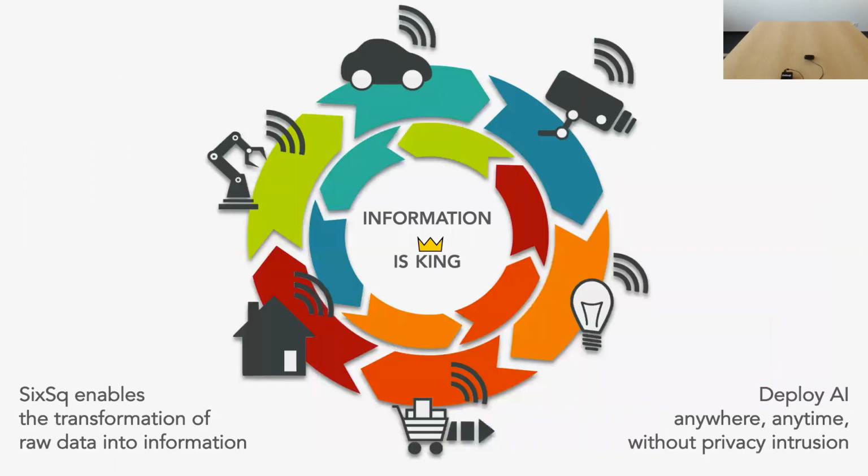So in a nutshell, we know that data is gold, but information is king. And this is what we do at SixSq. Basically, we enable the transformation of raw data into information, and that's really important. And we do so by allowing you to deploy your applications, your AI, anywhere, anytime, and without any privacy intrusion.